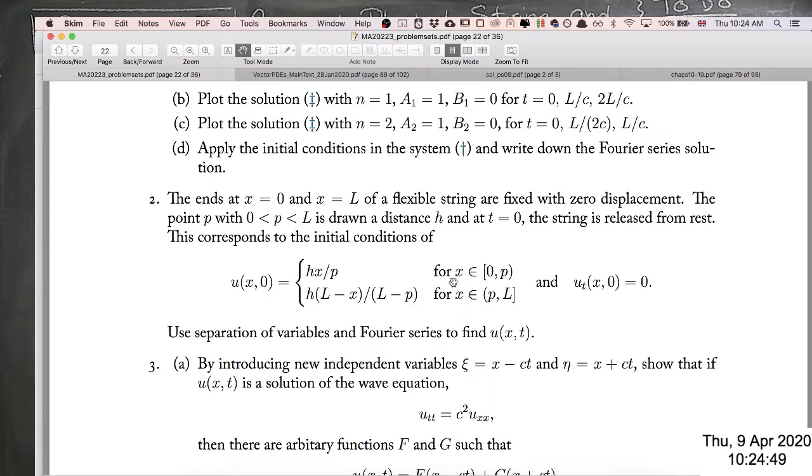So this is your initial condition. You have a condition on the string from 0 to p, and then from p to L. And then you have the initial velocity being equal to 0. The question just asks you to use separation of variables and to use Fourier series to find that function u of x and t. Okay, so let's go back to the board.